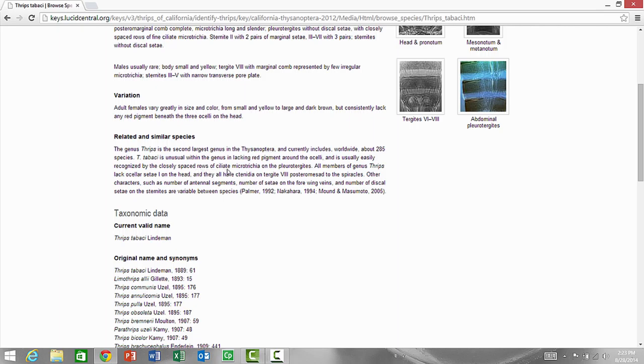And you'll notice one of the things that it says in there is that Thrips tabaci is unusual within the genus in lacking red pigment around the ocelli, and is usually easily recognized by the closely spaced rows of ciliate microtrichia on the pleural tergites. So we happen to be in that area. So let's look at the pleural tergites. Focus up and down, and there you go. Regular rows of microtrichia.